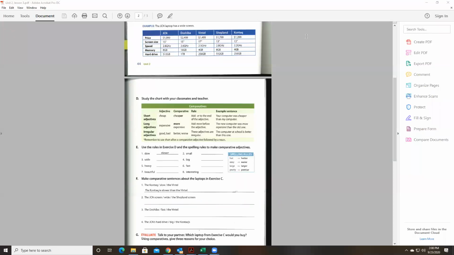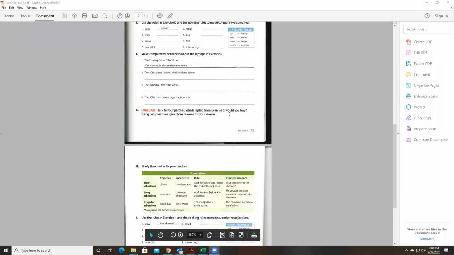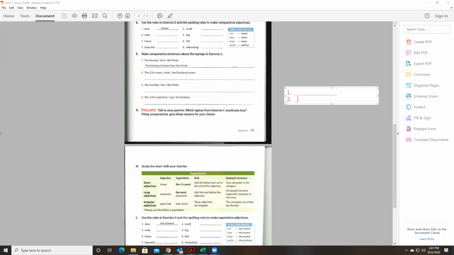I'm actually going to scroll down. Okay, what I want you to do is I actually just want you to write 3 reasons. Yep, so you can just write 1, 2, 3. Okay, what laptop would be the one that you would choose and why? Remember, you were using comparatives.